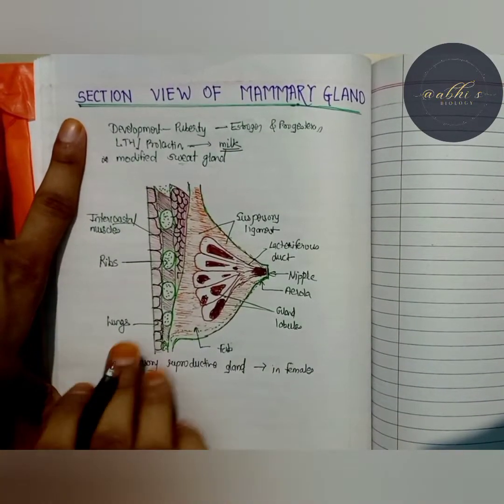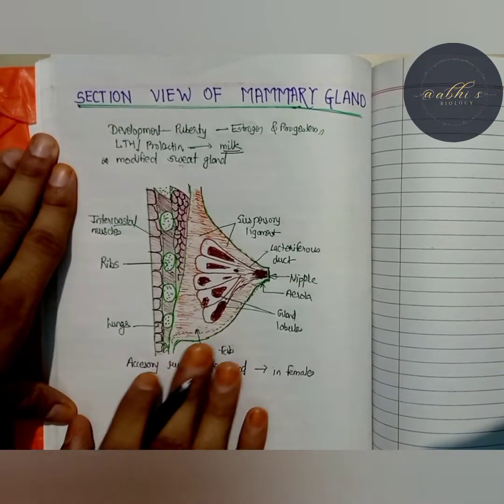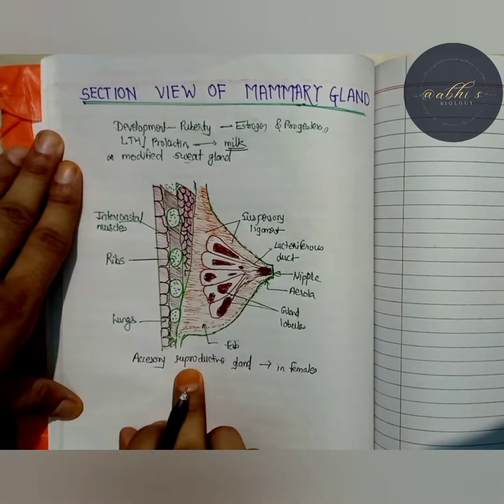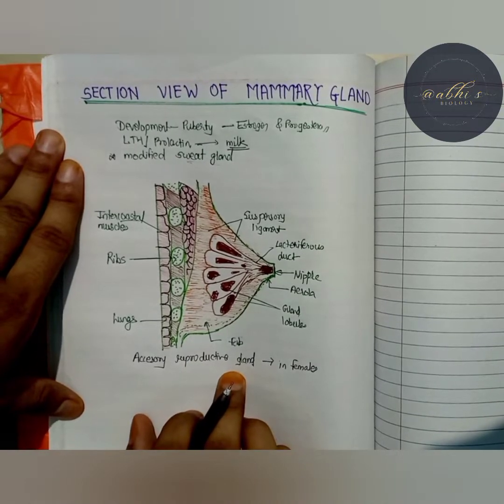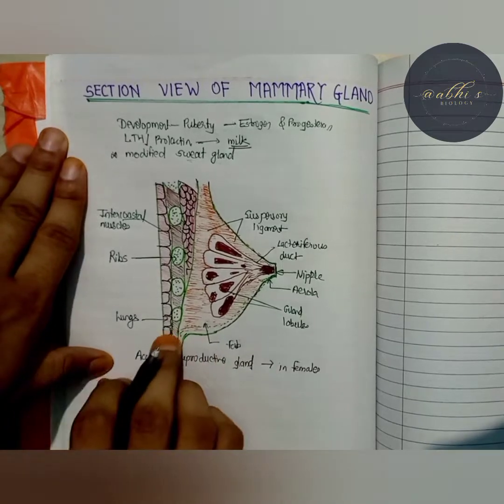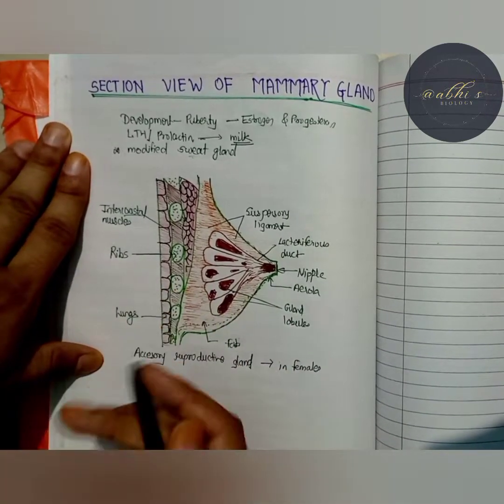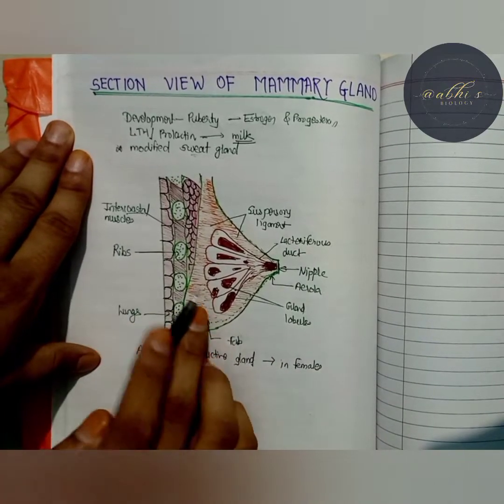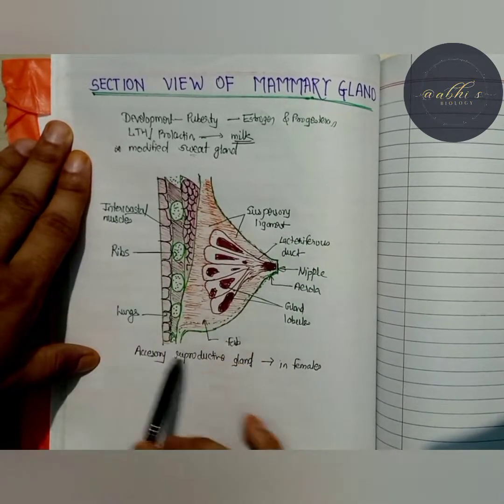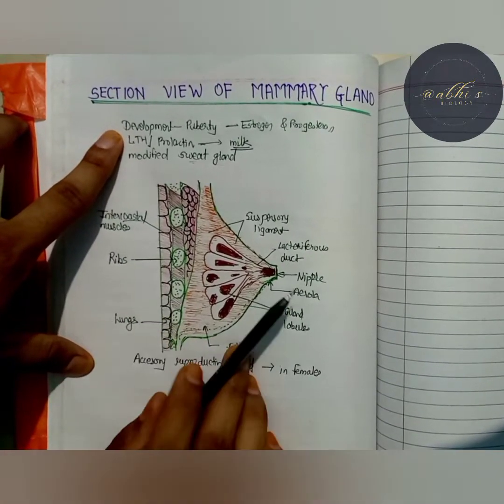The presence of mammary glands is a primary feature of all mammals. In females it acts as an accessory reproductive gland, because after parturition the baby is fed by the mother's milk. They feed upon mother's milk, which is ejected from the mammary gland. So for that purpose, the mammary gland should be developed.